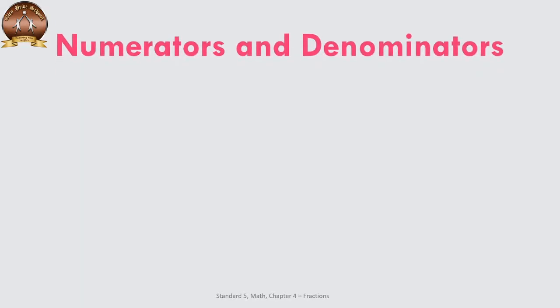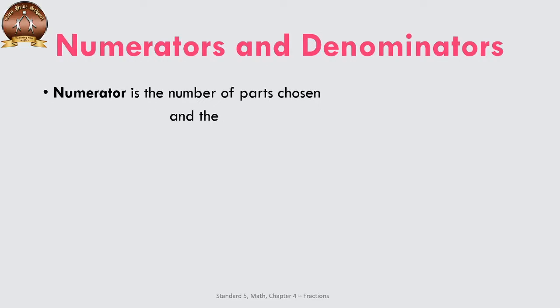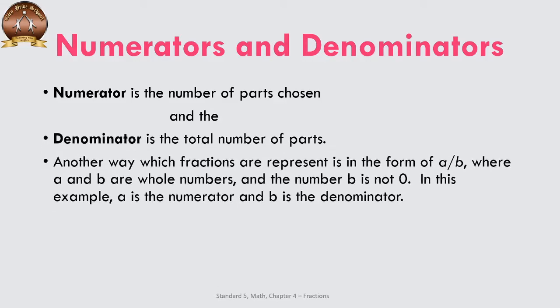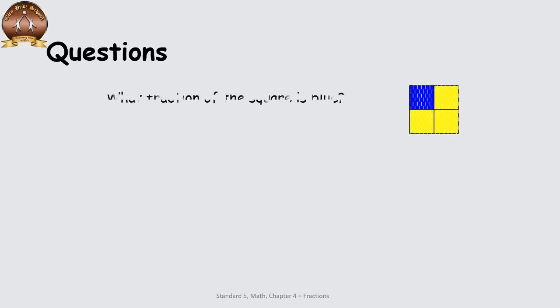Moving on further to the definition of numerators and denominators. Numerator is the number of parts chosen, and the denominator is the total number of parts. Another way with which we represent fractions is in the form of a divided by b, where a and b are whole numbers. And just remember a very important thing, that b can never be equal to 0. B is not 0. In this example, a is the numerator and b is the denominator. I have a few questions for you. They are very interesting. Let us answer them.